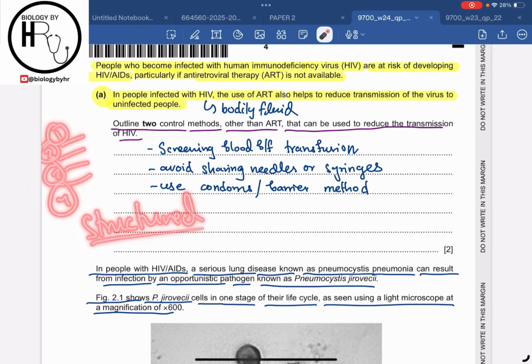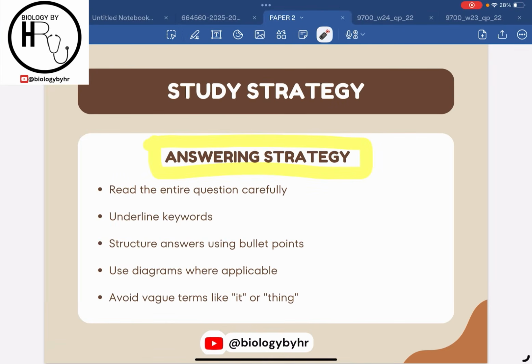So these were some of the advices on how to ace your A Level biology paper 2. I hope they will be helpful to you. These advices are purely from my experience, and experience speaks for itself.